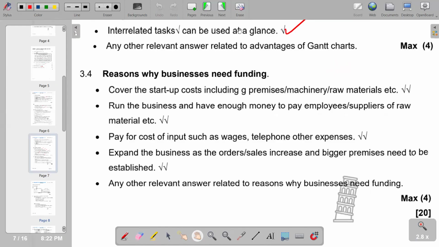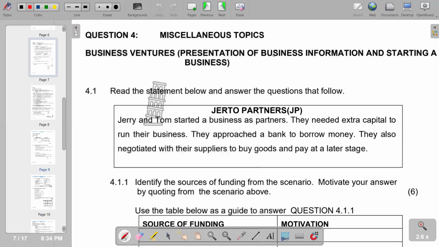We're moving on to the next question, which is going to be our question 4. So our question 4 is on business ventures, that is presentation of business information in starting a business. So 4.1, read the statement below and answer the question that follows. So we're given a statement of JETRO partners, which is JP, which you need to read before you answer the question. So 4.1.1, identify the sources of funding from the scenario, motivate your answer by quoting from the scenario.